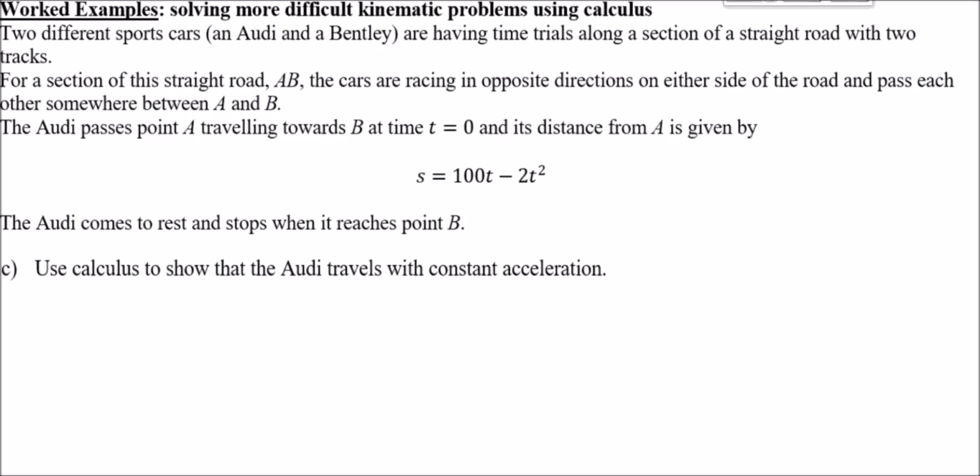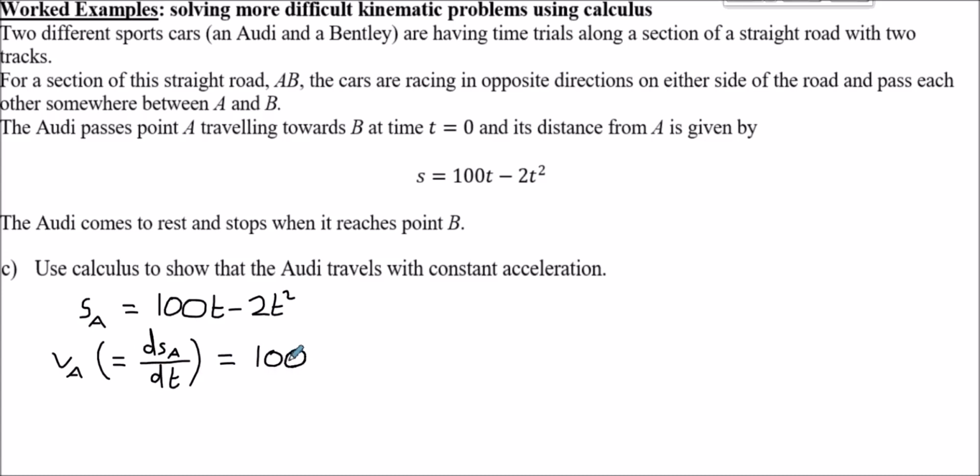For part C, I need to use calculus to show that the Audi travels with constant acceleration. So what we can do first of all is to go back to part A when we worked out what the velocity of the Audi was. So let's just recap. We've got that the displacement of the Audi is 100t minus 2t squared. I'm not doing anything here apart from just copying down what's already written here. So the velocity of the Audi, which was just the change in displacement of the Audi with respect to time, we differentiated that in part A and got it was 100 minus 4t.